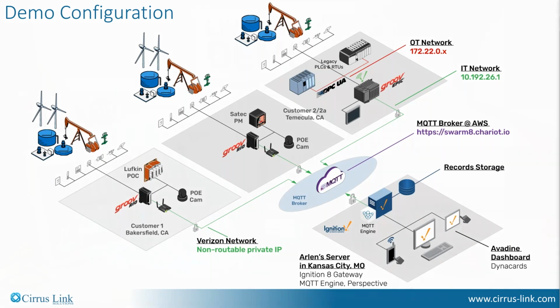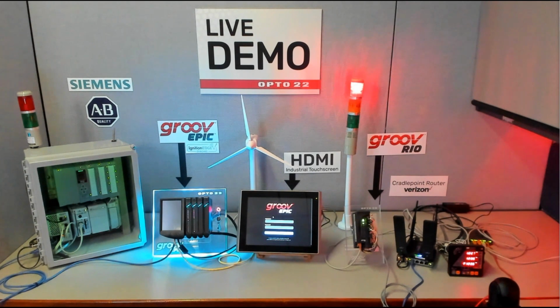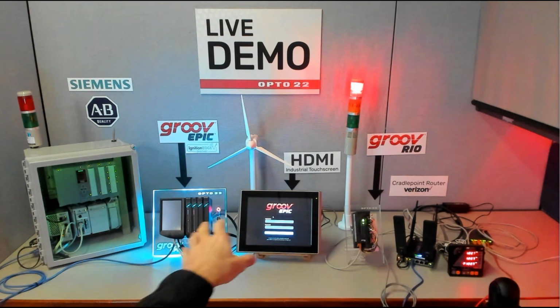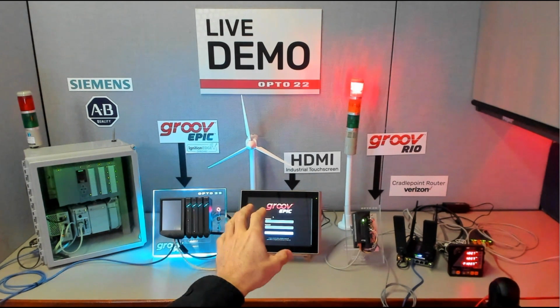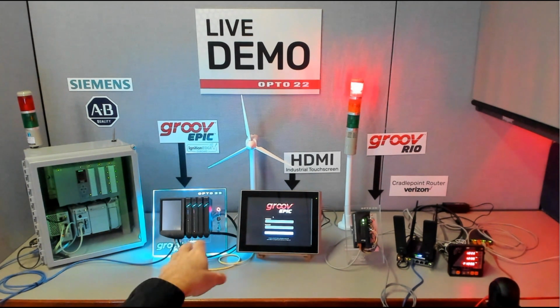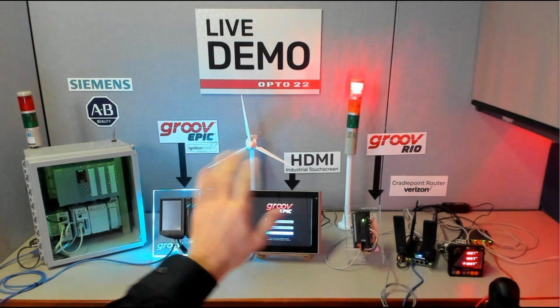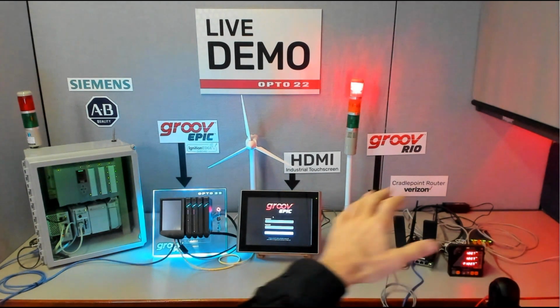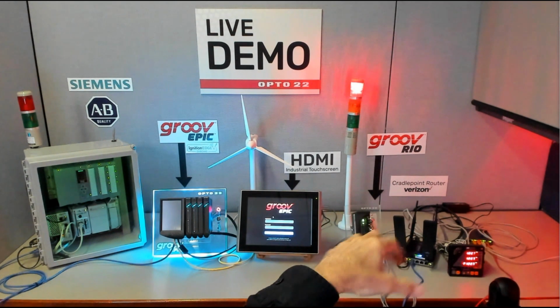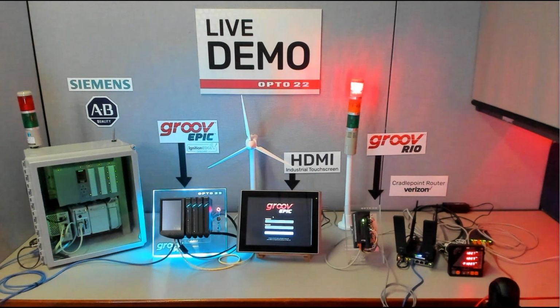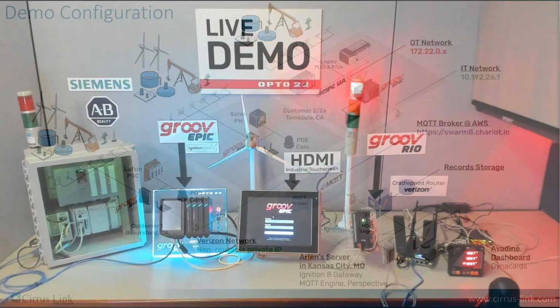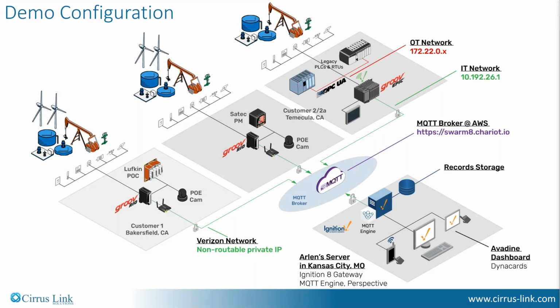So let's just take a look at what the demo consists of here. So you can see my IP camera here looking at the SATEC meter, and we've got the Cradlepoint modem and the Rio. Over to the side, we've got some extra demo gear set up. We've got a HDMI monitor with an Epic and Siemens and Allen Bradley there. That's a demo for another day. So we're primarily going to be looking at this collection of hardware here. So that's our customer 2 site.